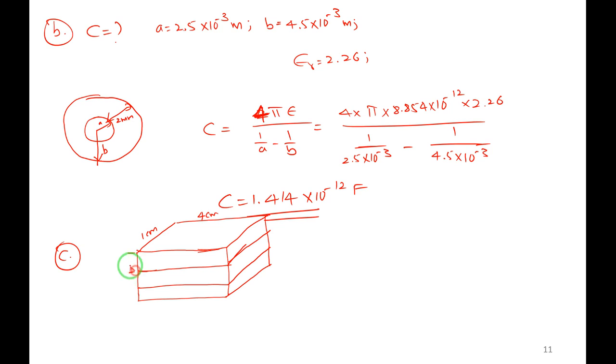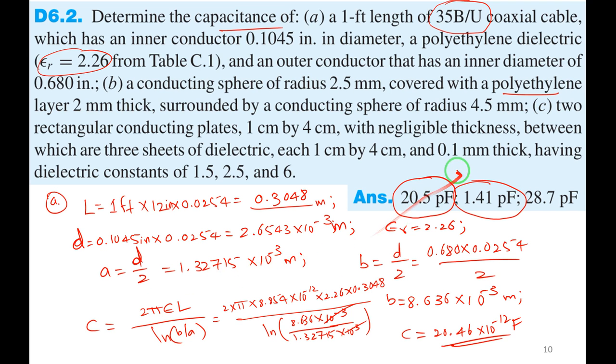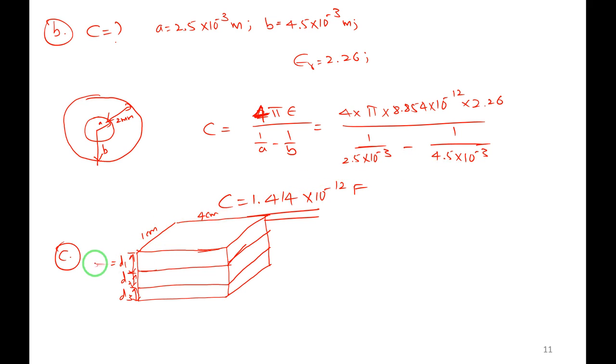This, let me call it as D1, D2 and this as D3, right? But the thickness is same. It is 0.1 mm only. So here let me call it as D. D is equal to D1, that is equal to D2, that is equal to D3, that is equal to 0.1 mm. So let me write it in terms of meters. 0.1 into 10 power minus 3 meters.